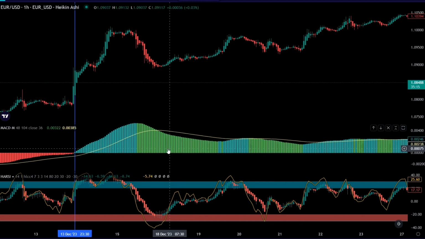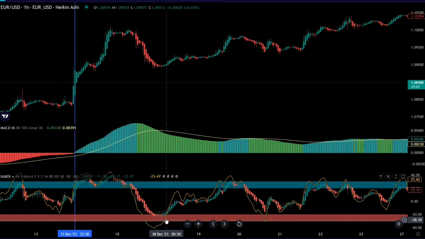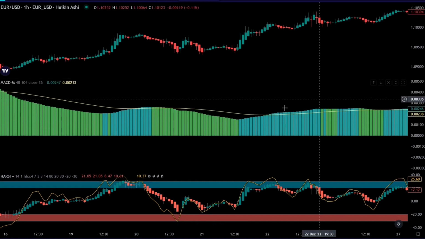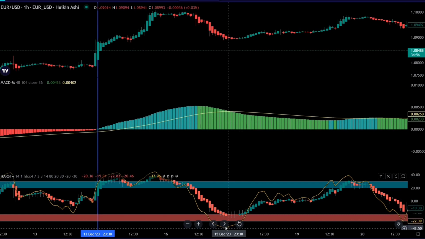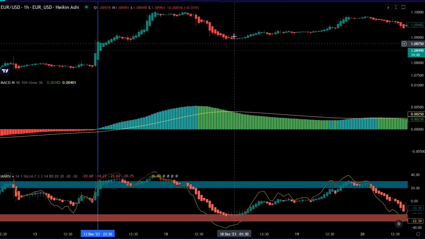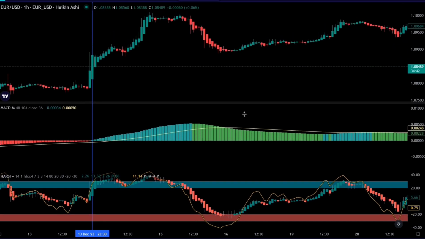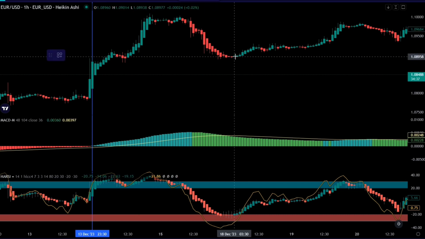And how can you find a signal? When the RSI of this indicator is near the red line or under the red line, and the Heikin-Ashi changes to green. In this candle Heikin-Ashi changed to green, and this candle changed to green. And next you start your position and open it here.